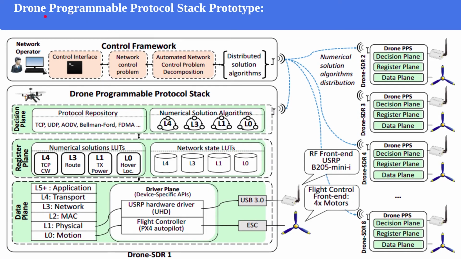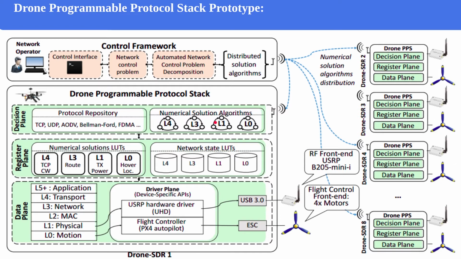The second part was the drone programmable protocol stack, or drone PPS, which is installed at each UAV to solve the numerical solution algorithm received from the control framework in a distributed fashion. It includes 3 planes. The first is the decision plane. This plane contains a protocol repository with the software implementations of different network protocols and motion strategies, together with the mathematical solvers to run dispatch scripts.